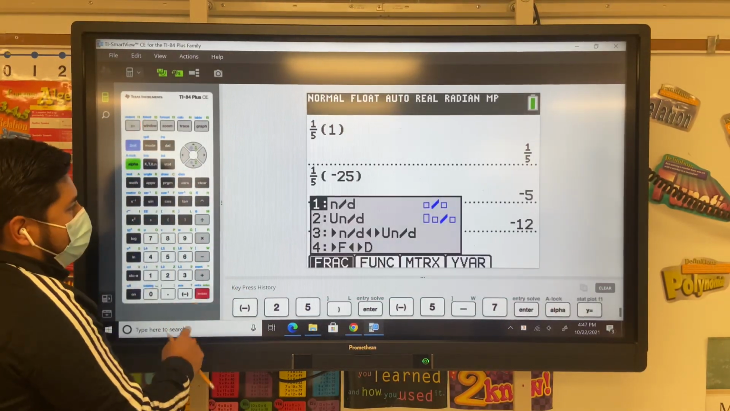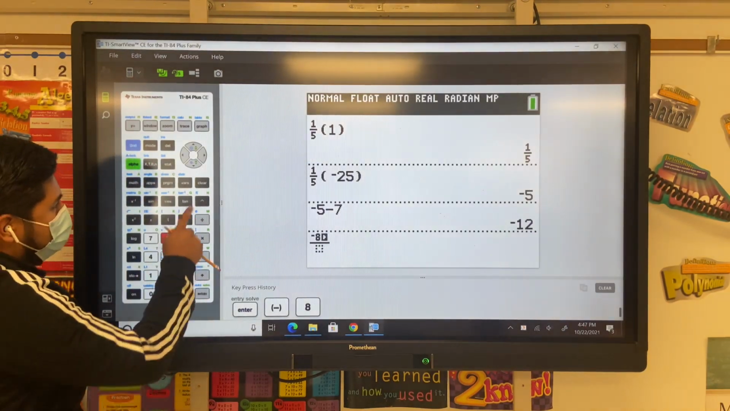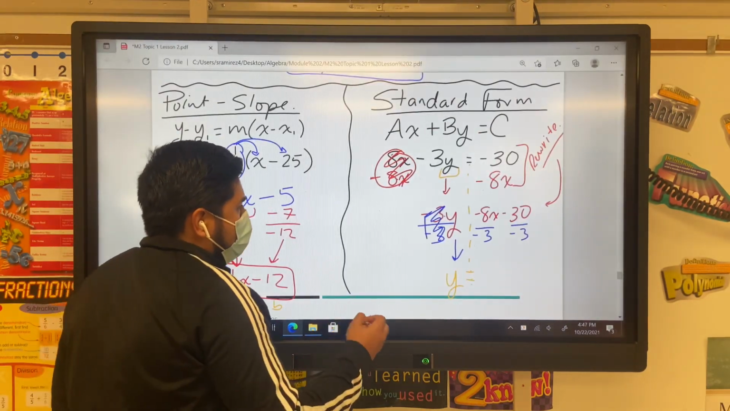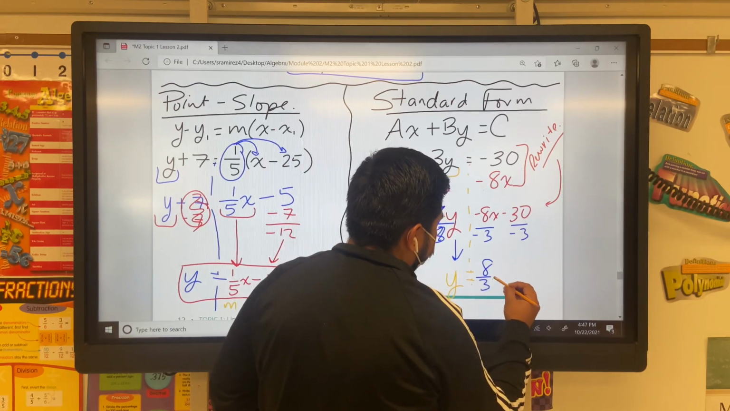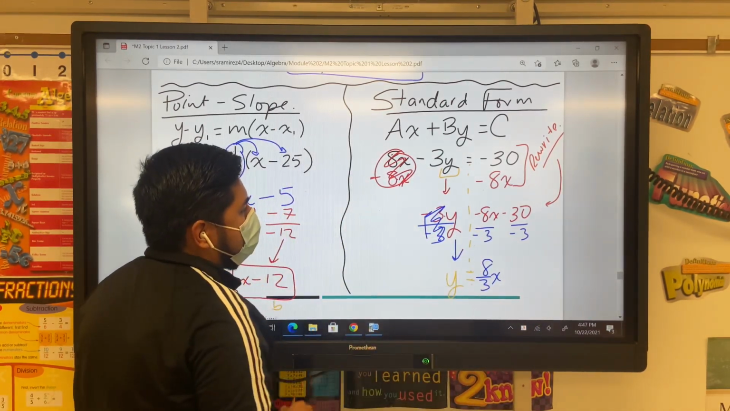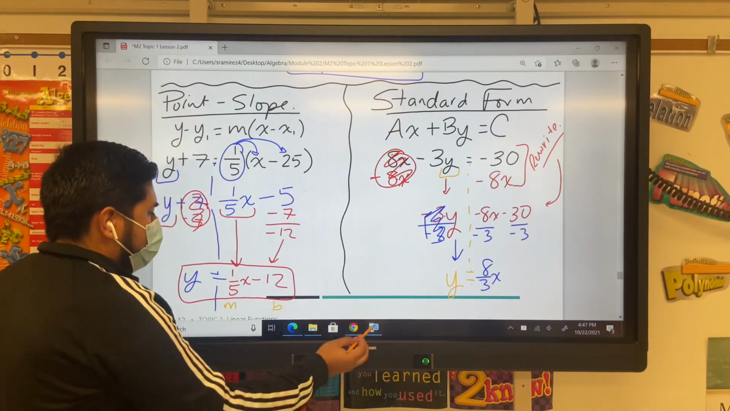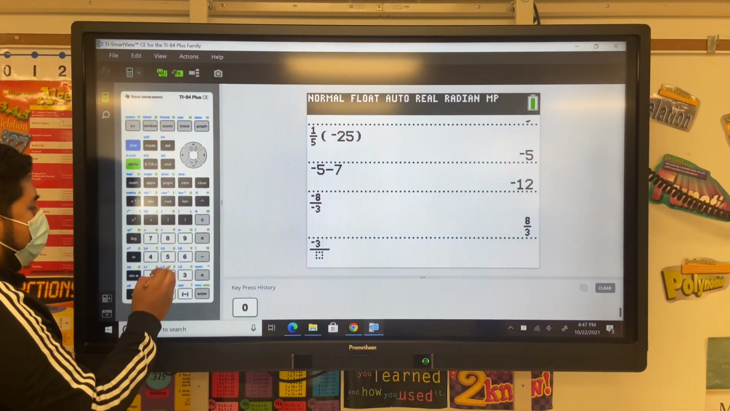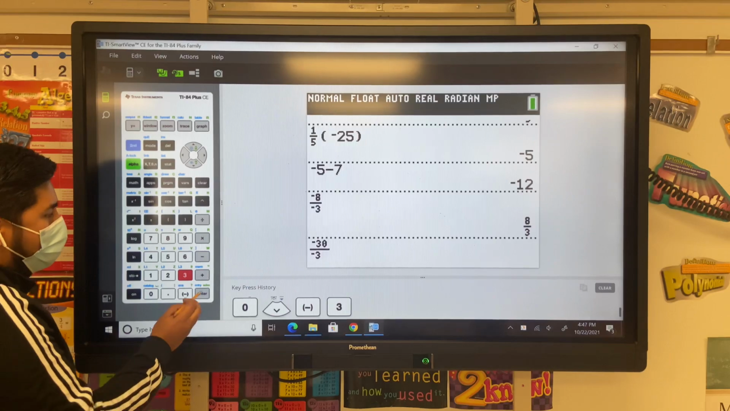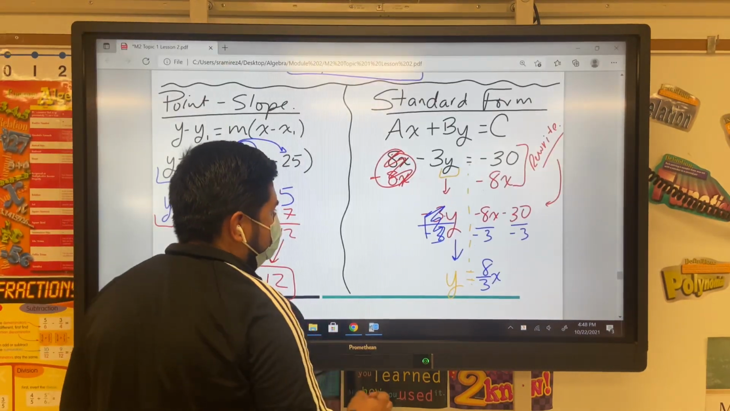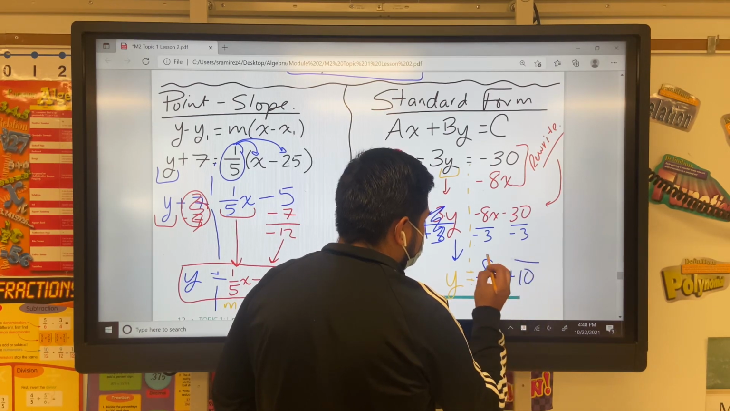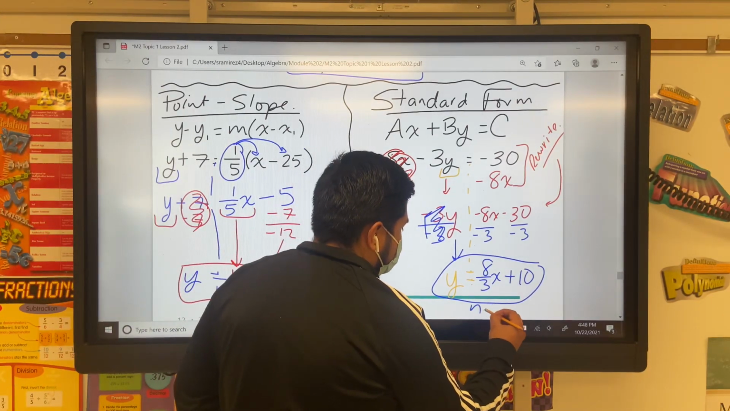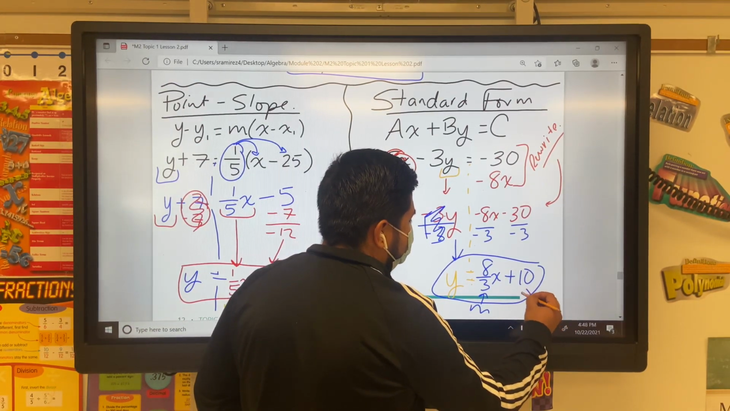Alpha y equals, enter, negative 8 over negative 3, enter, 8 over 3. You can leave it as a fraction, that's okay with me. X, change from negatives to positives, negative 30 over 3. Alpha y equals, enter, negative 30 over negative 3. Positive 10. That was my answer. Who's my slope? 8 over 3. Who's my y-intercept? 10.